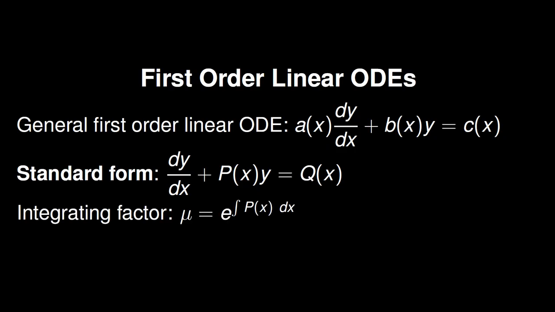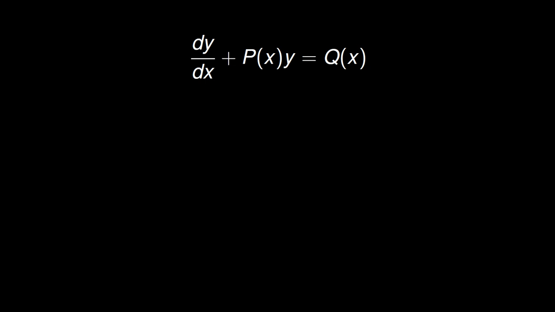And then we're going to need the ever-important integrating factor, which we label as mu, and it's equal to e to the integral of p of x dx. Later on in the video, I will show you where this formula comes from, but we're just going to use it to figure out why it's so important.